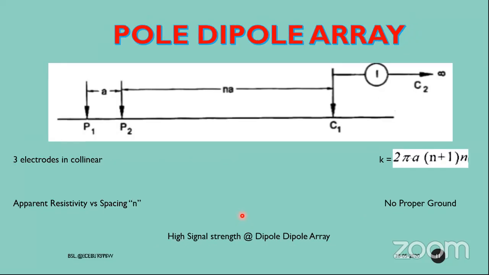The last method is pole-dipole. Of course, it is also a 3D method. In this, you can see the potential electrodes are placed at one side. One current electrode is placed at one side, and the other one is placed at a distance of infinity. So this is recommended.